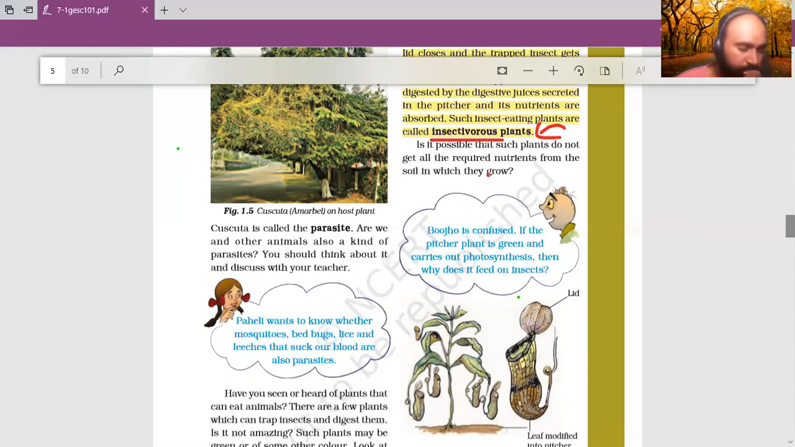Fifth question. What do you mean by parasitic mode of nutrition? Okay. So please write down the questions and answers. Fine. So Anurag signing out. Stay safe, stay happy. Okay.